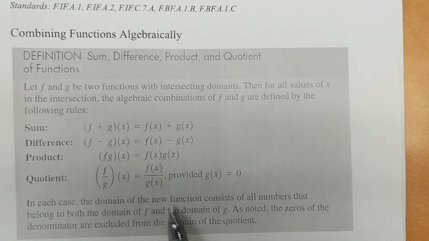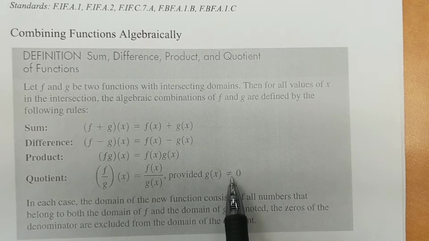It says in each case, the domain of the new function consists of all numbers that belong to both the domain of f and the domain of g. As noted, the zeros of the denominator are excluded. So that means up here.